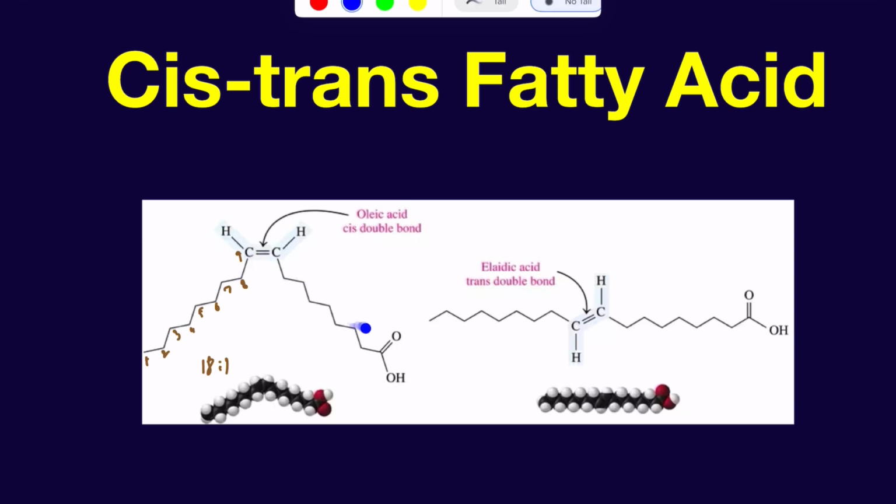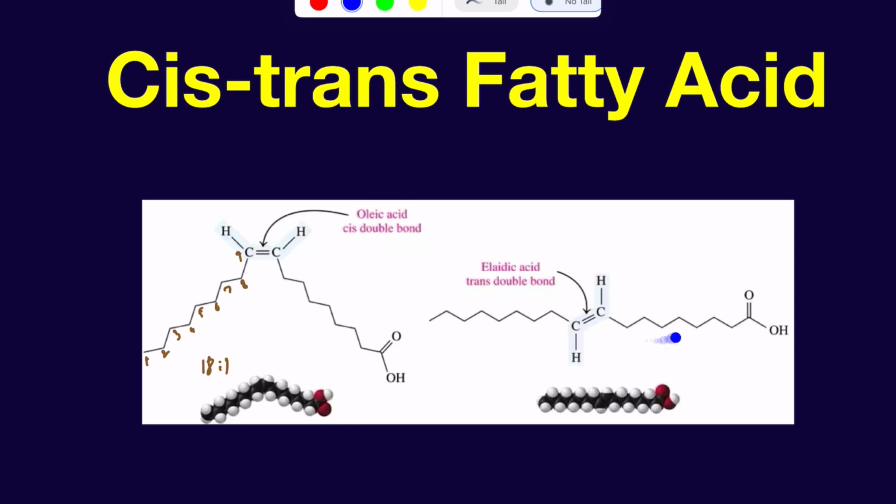Now this is a cis, so you can see how a kink is produced in here. So if I get another molecule of this, it's going to have a hard time stacking on top of that. But when you look at the trans, on the other hand, this particular one is elaidic acid. It doesn't really have any kink. It's in a straight line, just like you would see in a saturated fatty acid. So it does not have any issues with the stacking.